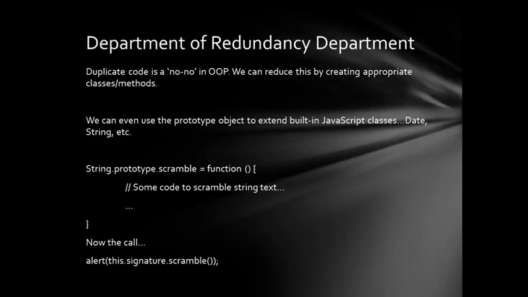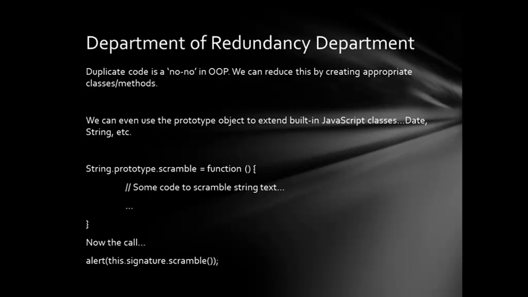Now, one of the rules of OOP, like I said before, is don't repeat yourself. We don't want duplicate code. So anytime you see anything in your code where you're doing some of the same stuff over and over again, then you're probably heading down the wrong path. So we need to make some changes to our OOP and our code structure to reduce that. As long as we're creating appropriate classes and methods, we can reduce that. And we're going to do that in some of our code.